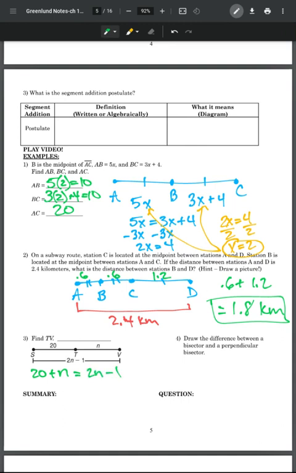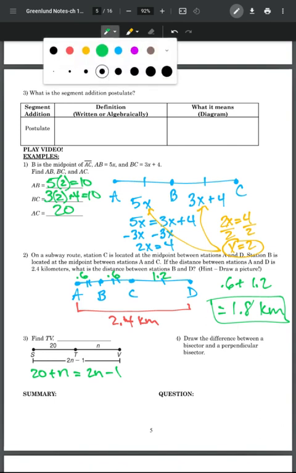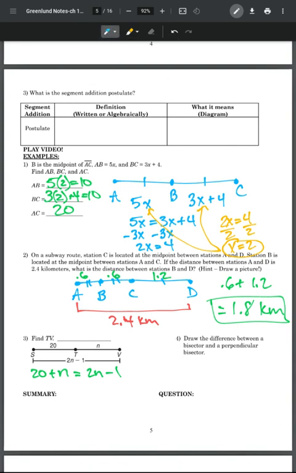Now we can go ahead and solve this equation for N. So in this case, I first like to get all my variables on the same side. So I'm going to go ahead and subtract N from both sides. And that gives me 20 equals N minus 1. Then I want to get all of my numbers on the same side. So I'm going to go ahead and add 1 to both sides. And I get that 21 is equal to N.